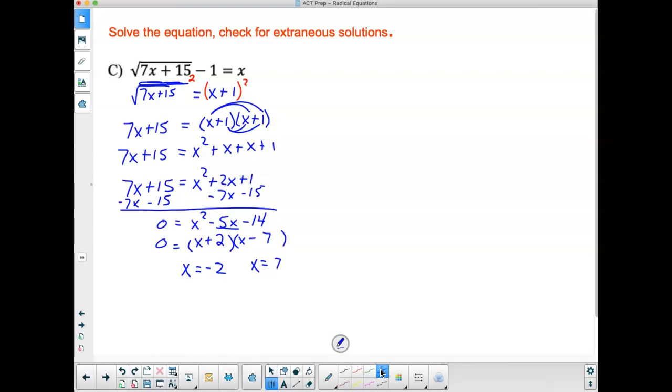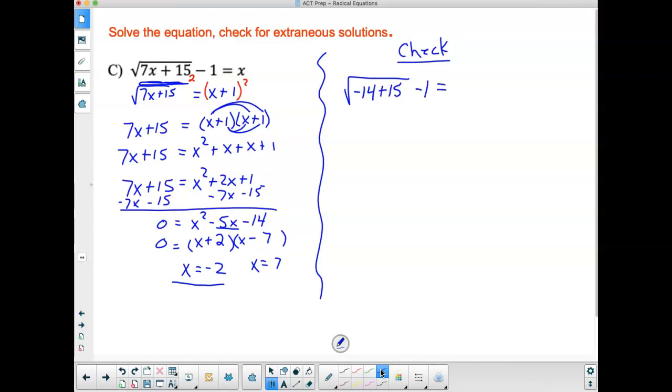To check my answers, I'm going to come over here and check. When I check them, I have the square root. I'm going to check negative 2 first. When I put negative 2 in there, negative 2 times 7 gives me negative 14 plus 15, minus 1. Does that equal negative 2? Well, that gives me the square root of 1 minus 1 equals negative 2. The square root of 1 is 1, minus 1 is 0, equals negative 2. That is not true. Therefore, that's an extraneous solution. It looks like it's a solution, but it's not.